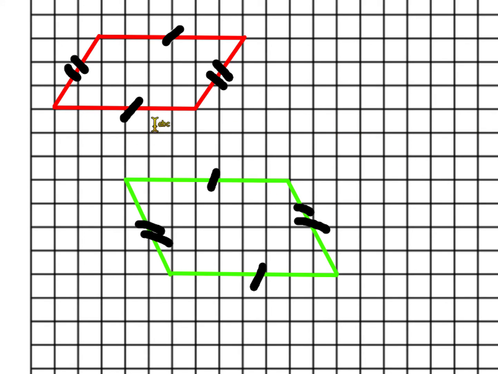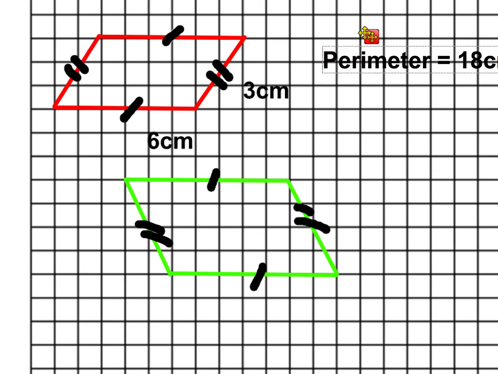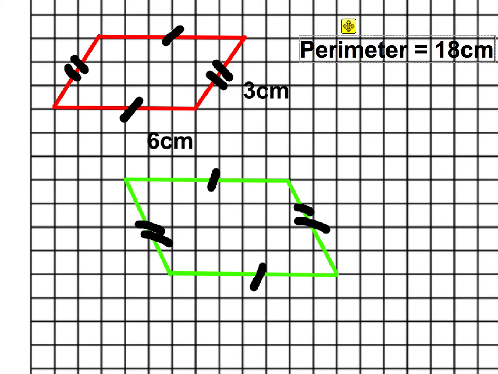If we know that our parallelogram is 6 centimetres long and it's 3 centimetres high, the perimeter will be 6 add 6 add 3 add 3. That makes our perimeter, just write it down. Perimeter is equal to 3 add 6, which is 9, doubled, which is 18 centimetres. Yeah? Let's try this one.